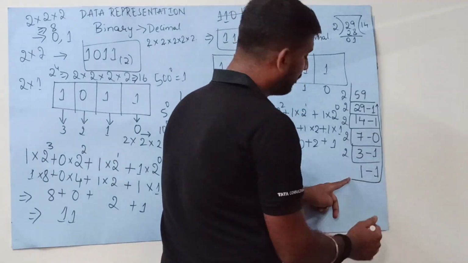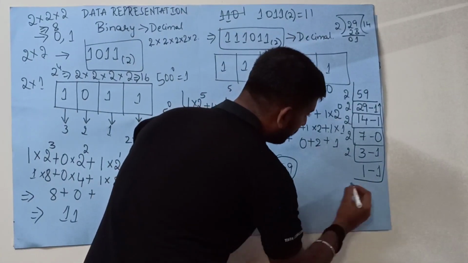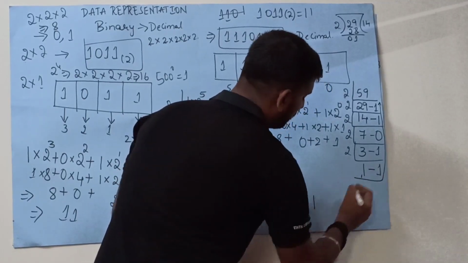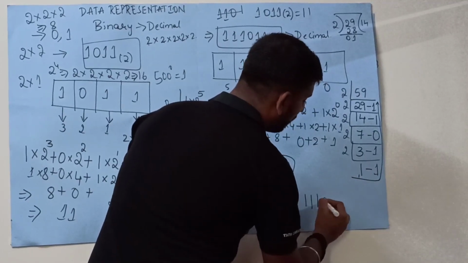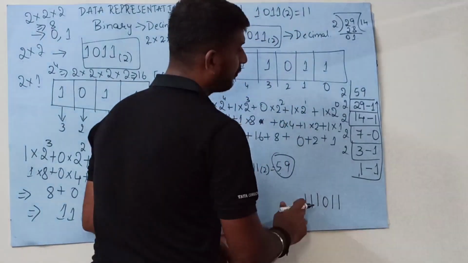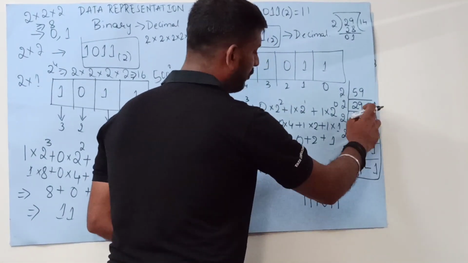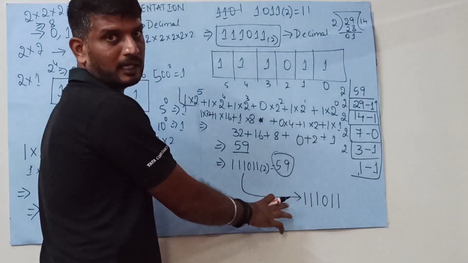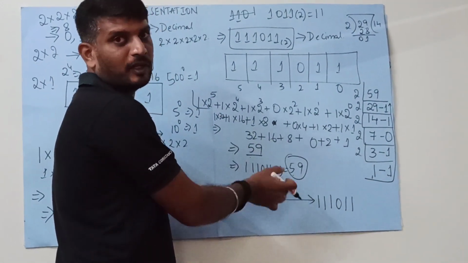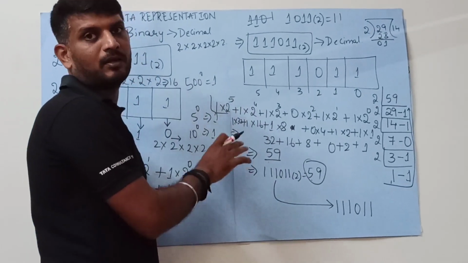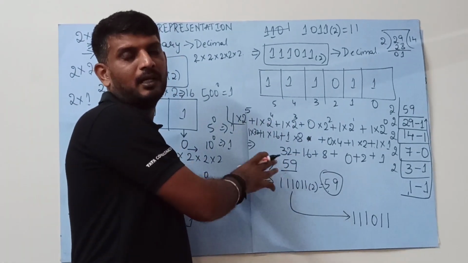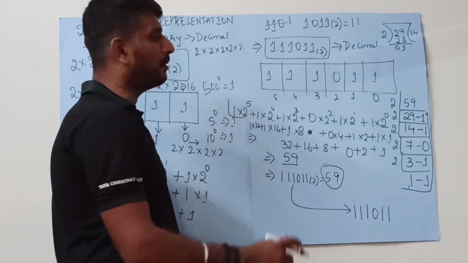I have to write this particular way. That is, from here I have to start: 1 1 1 0 1 1. So you can see both of these things are correct. You can cross verify whether you have got the right answer or not by converting again. Okay. Hope you people have understood this particular problem.